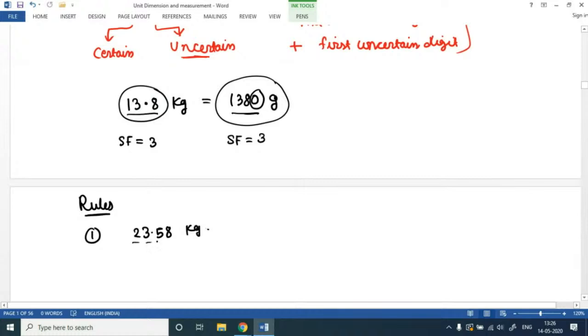So it is clear all these zeros are non-zero. So the number of significant figures is basically 4. Okay, clearly. And the second rule, let's understand: all zeros between two non-zero digits are significant. Say, for example, 20.08. These two zeros are between two non-zero digits, so these must be counted as significant. So here also the number of significant figures is 4: 1, 2, 3, 4.